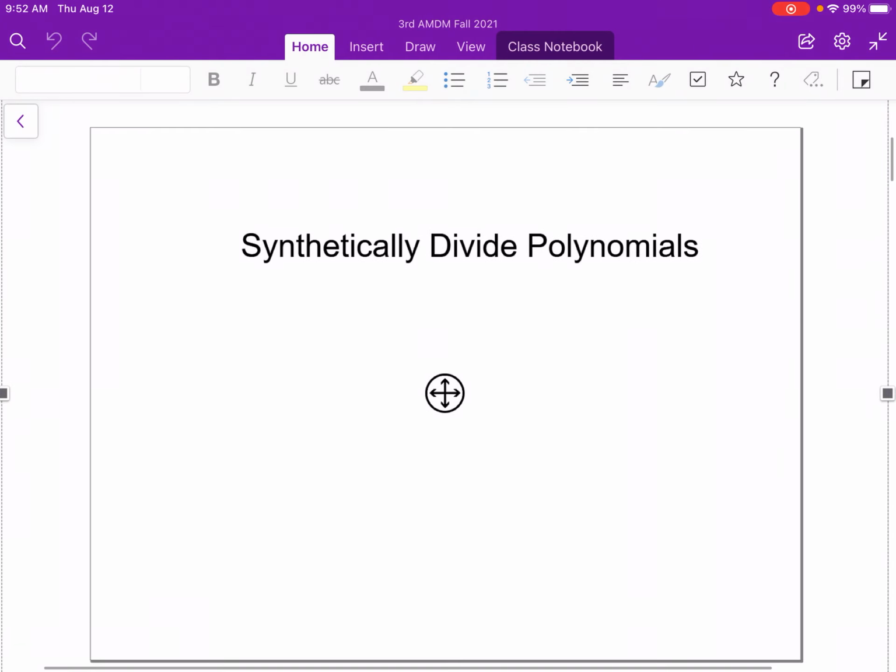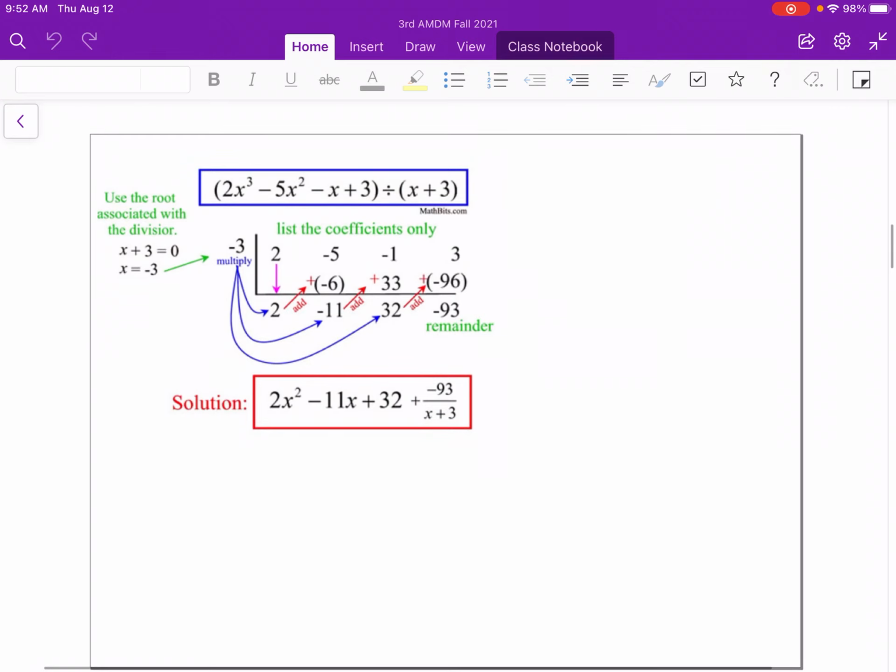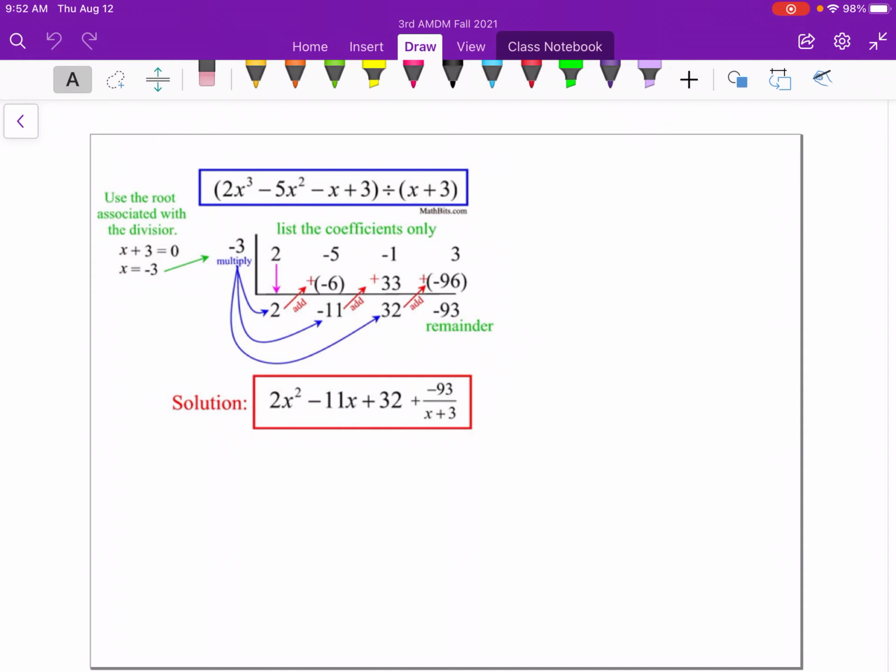Hey everybody, today we're going to learn how to synthetically divide polynomials. This is quite a bit easier than long division, but you can't always use it. One thing to note is that your divisor has to look like this. It has to be x plus or minus some number. That's it. It has to be a binomial with a degree of 1.